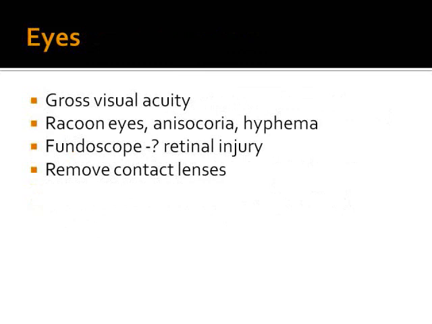In the eyes, we check visual acuity, we check for raccoon eyes, which is bleeding around the eye, for anisocoria, that is unequal pupils, for hyphema, which is blood in the anterior chamber or posterior chamber, and in this we do fundoscopy, and if a patient has any contact lenses, we must remove them.